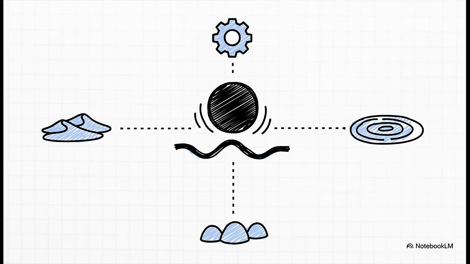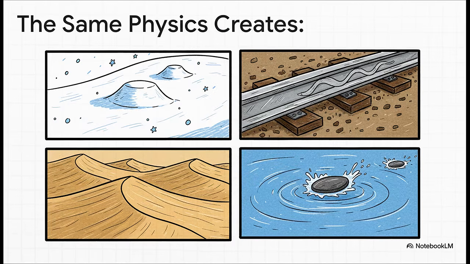The same physics that's trying to shake your car apart is also responsible for sculpting the world in some other really surprising ways. Just think about it for a second. Those giant bumps on a ski slope, moguls, that's just skiers bouncing and turning, carving the same kind of pattern into the snow.